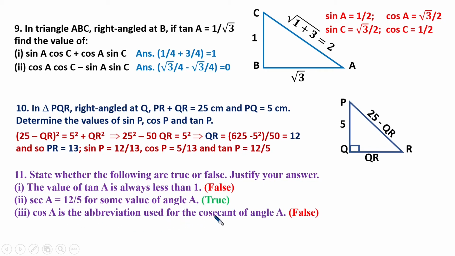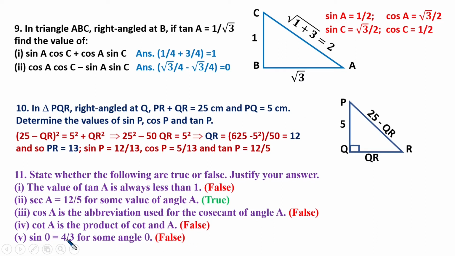Cos A is an abbreviation used for cosecant of angle A. This is false because cosecant is 1 by sin A. And cot A is a product of cot and A. This is false because cot A is one function together. Sin theta is 4 by 3 for some angle. This is also false because it goes beyond 1. So as I said earlier, cos theta and sin theta oscillate between +1 and -1. So this is also false.